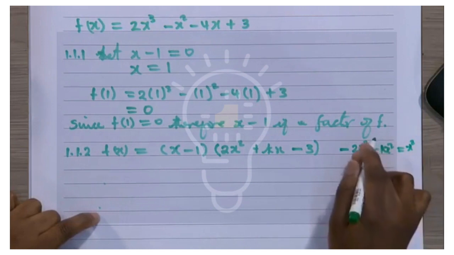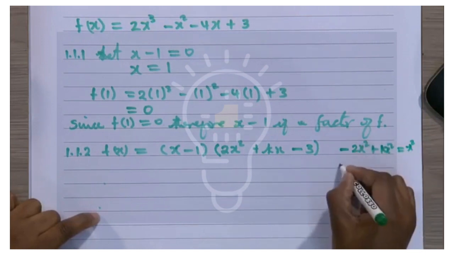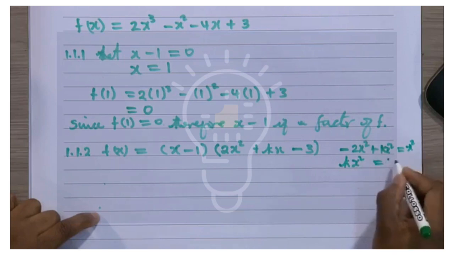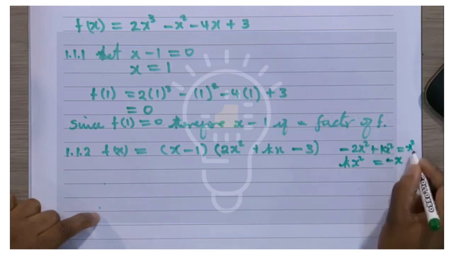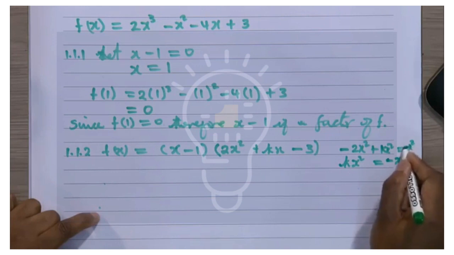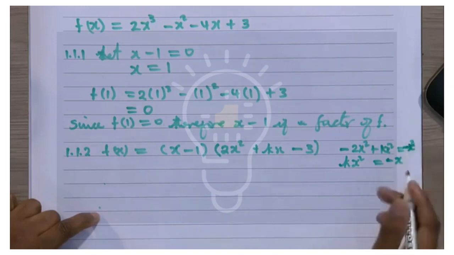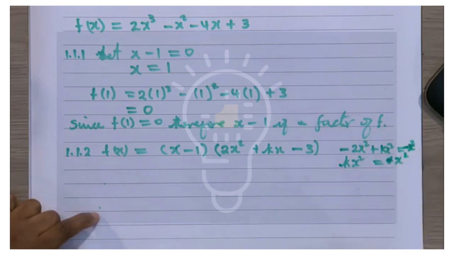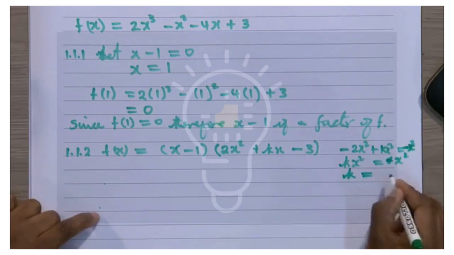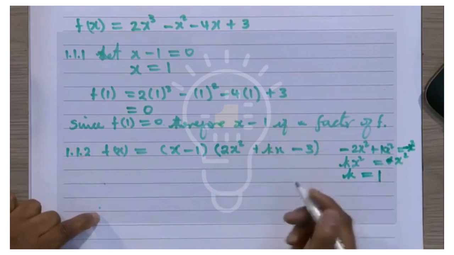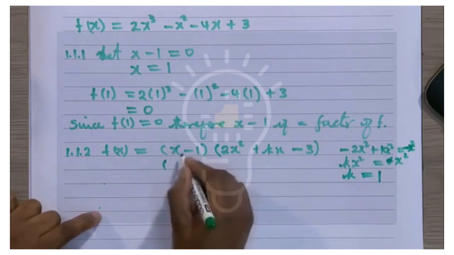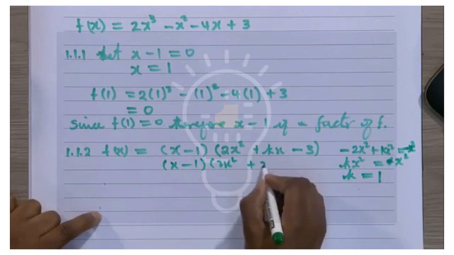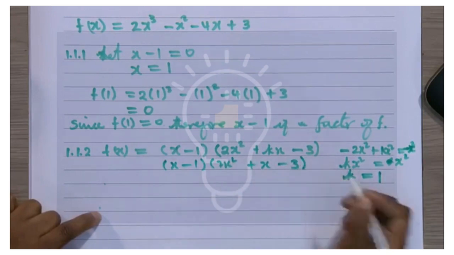So we can take minus 2x squared to the other side, and then we'll be left with kx squared equals to minus... this one will be positive, then we'll be having x squared there. That means our k again is equal to 1, and then we substitute that back there, so we'll be having x minus 1 into 2x squared plus x minus 3.